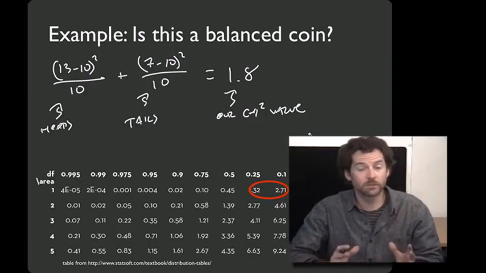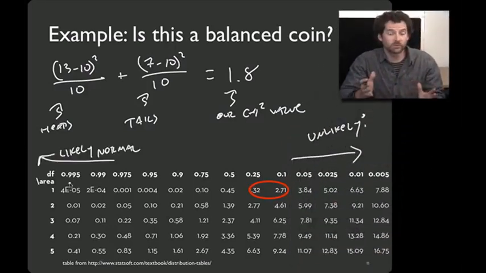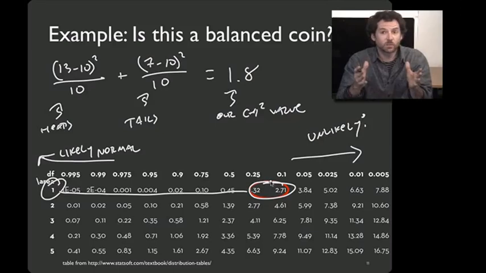So we can go to our table, and remember, as we go further to the right, that makes it unlikely that we have a normal coin. So that's our loaded coin. And with 1 degree of freedom and a chi-squared value of 1.8, we can see that we have coin behavior that is slightly unusual for an even coin, but not out of the realm of reasonable. It's between 10 and 25% of the time that you toss a coin 20 times, you'll see a divergence from the mean of this magnitude.